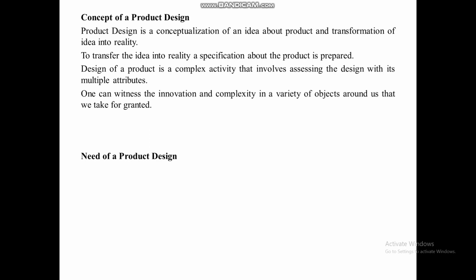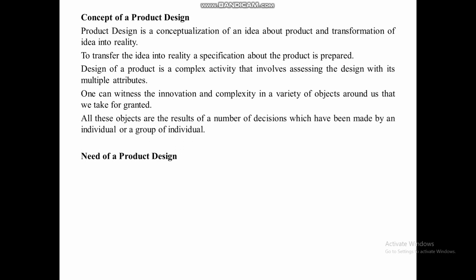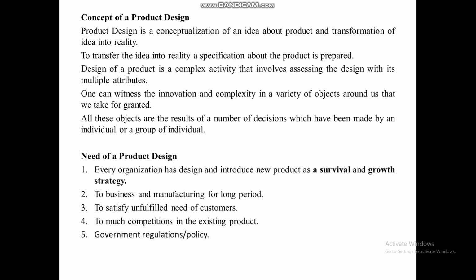Then, the definition of product design. Product design is a conceptualization of an idea about a product and the transformation of the idea into reality. To transform the idea into reality, a specification about the product is prepared. Design of a product is a complex activity that involves assessing the design with its multiple attributes. One can witness the innovation and complexity in a variety of objects around us that we take for granted. All these objects are results of a number of decisions which have been made by an individual or a group of individuals.